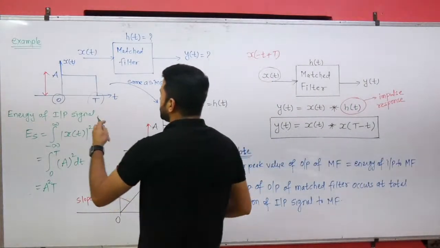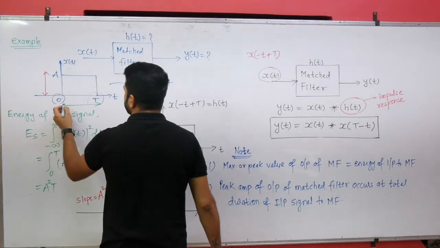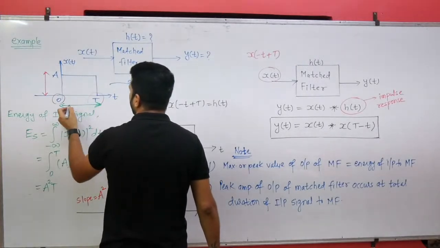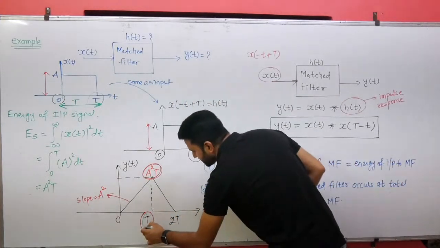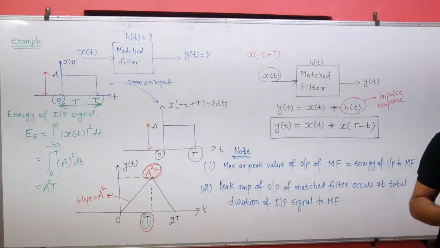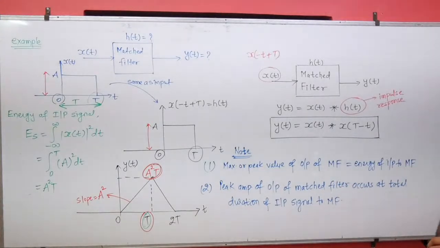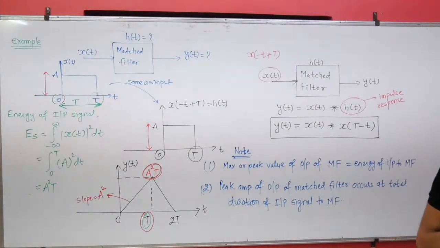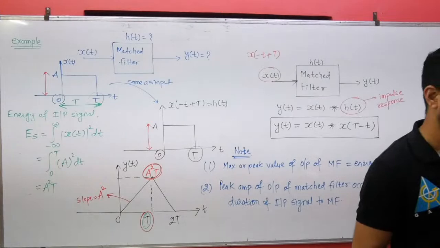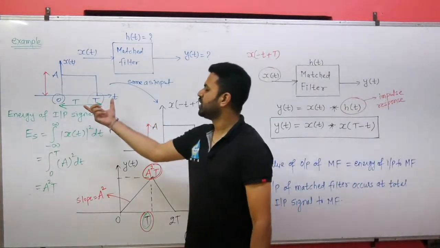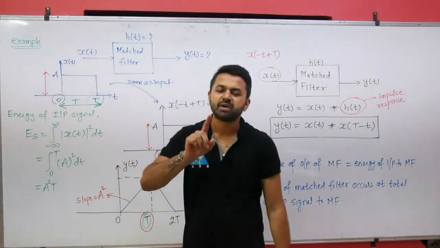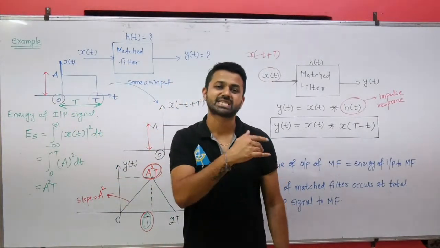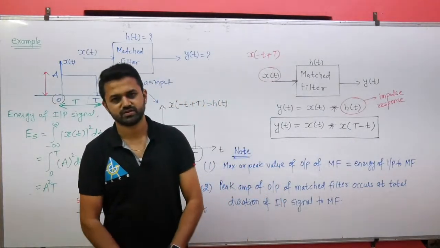You can see that the total duration of the input signal was T, and at time small t is equal to capital T, we are getting the maximum amplitude. So these 2 points are important to solve questions. Yes, Balakrishnan. So the time duration of the input signal is capital T, and at that particular instant only you are getting the maximum amplitude of output of match filter.